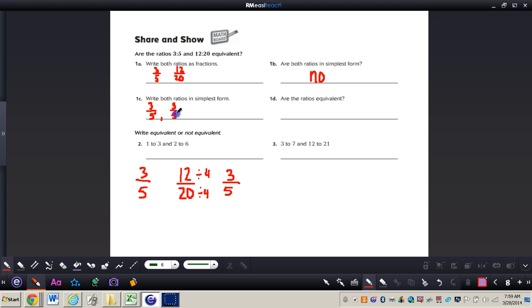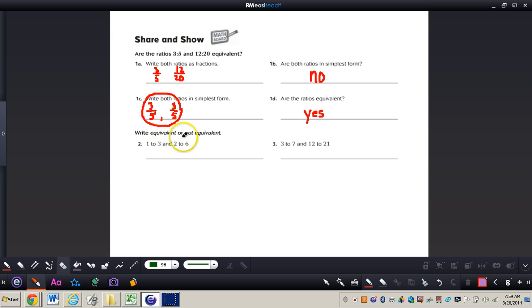What do you know? Are the ratios equivalent? Well, we know that they're equivalent because we simplified both fractions, and when we simplified them, they both are equivalent. So are the ratios equivalent? Absolutely. Yes, they are equivalent. Okay, let's take a look at number 2 now. We'll do this together.